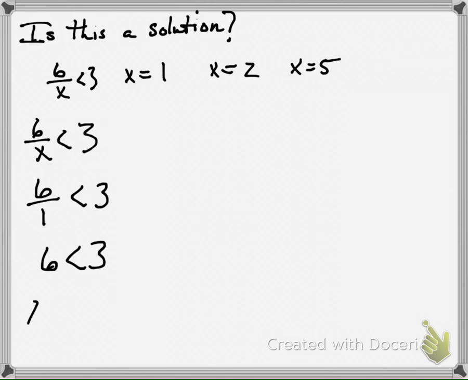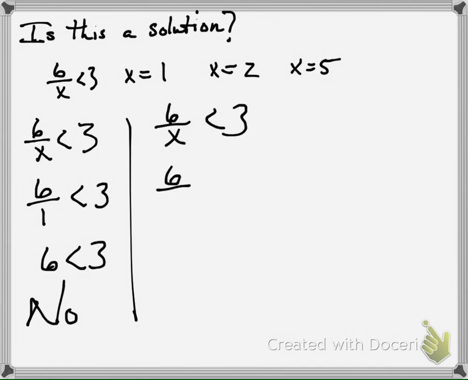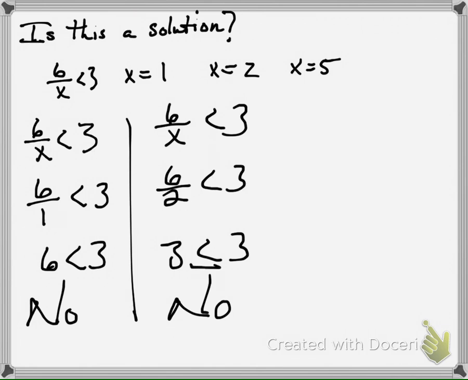Well, no, 6 is not less than 3. So no, it's not a solution. Let's go to the next one. 6 over x is less than 3. 6 over 2 is less than 3. 6 over 2 is 3, is less than 3. Is that true? No, it's not. No, 3 is not less than 3. 3 is equal to 3. But if we added this sign here, then yes, that would have been a solution, but it was not on there, so no, it's not a solution.